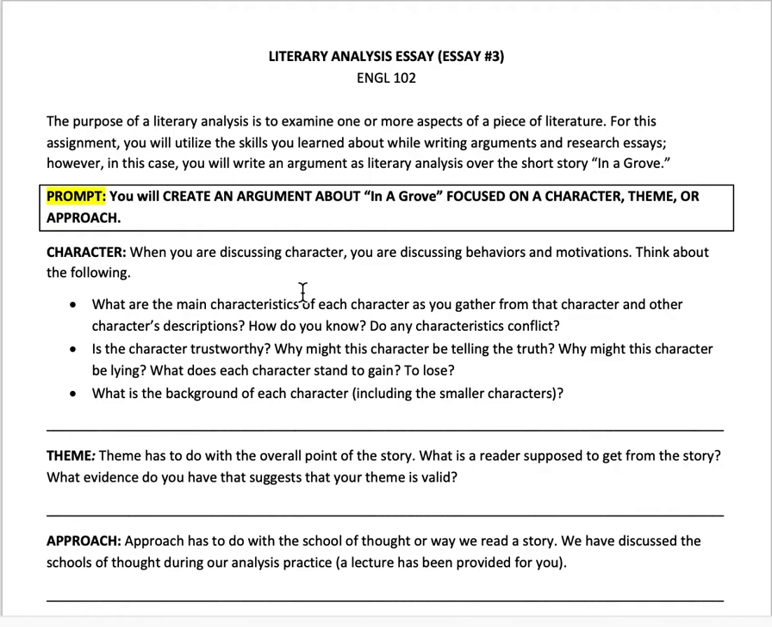So again, purposely broad because I want you guys to choose what is of interest to you, but please let me know if you have any questions about this at all. And hopefully you have fun applying these ideas to a piece of literature and analyzing either a character, a theme, or an approach.